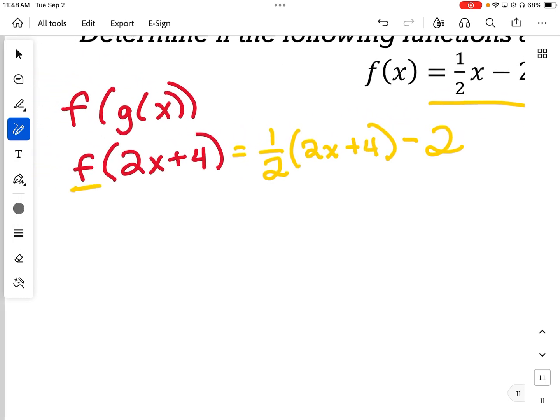Okay, so we want to distribute and simplify. So distribute. 1/2 times 2. Well, what is half of 2? Y'all tell me. 1. So it's just 1x. And then 1/2 times 4. What's half of 4? 2. So plus 2. Carry down the minus 2.